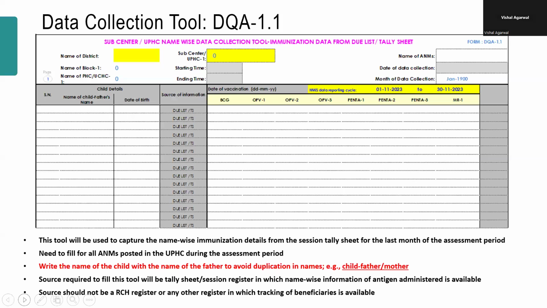We have followed a pattern like name of beneficiary with name of father to avoid any kind of duplication in names. The source required to fill this tool is again the same, tally sheet or session registers in which the name-wise information and the antigen administered is available. In any case, this tool should not be filled from RCH registers. The only source we can use to fill this particular tool is tally sheet or session-wise registers in which name-wise information of a particular antigen given to the child on a particular date is available. No tracking is required of a particular beneficiary to fill this tool.